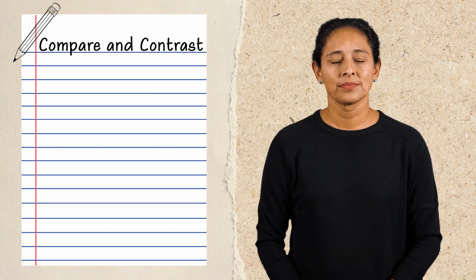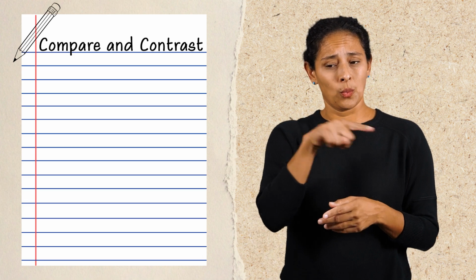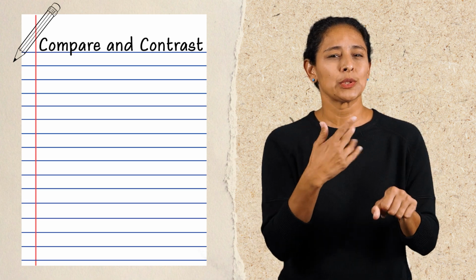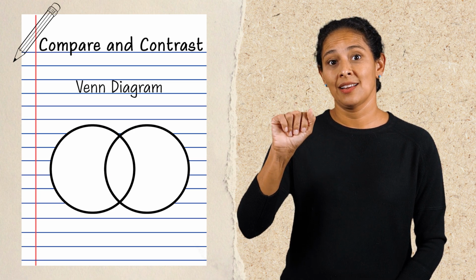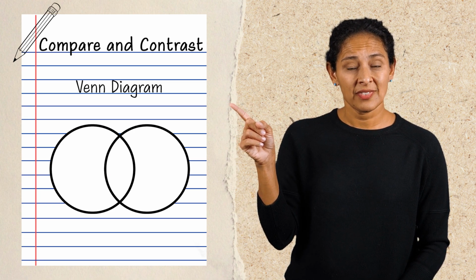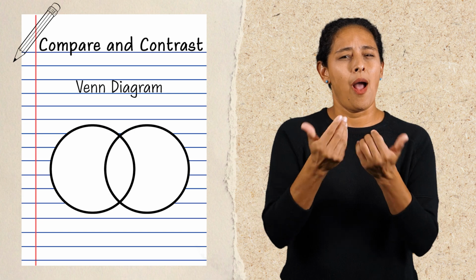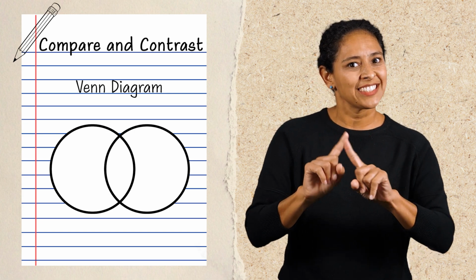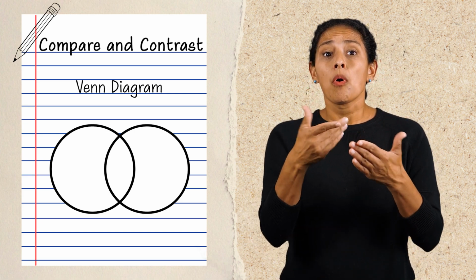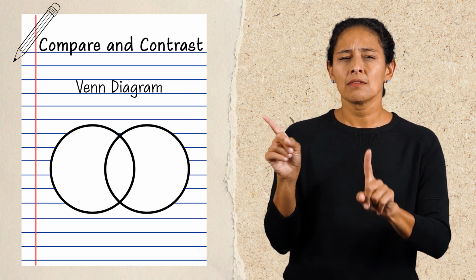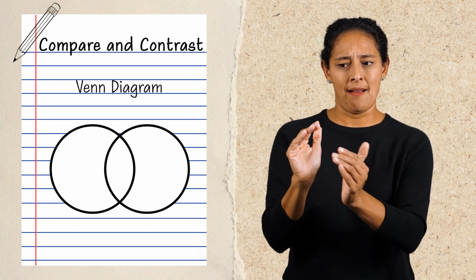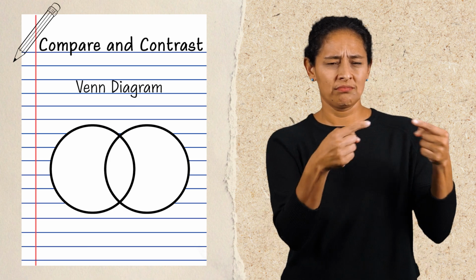Compare and contrast. Often, when we compare and contrast, we use a Venn diagram. This helps us see how things are the same and also different. But before we start completing the diagram, we need to define what compare and contrast actually mean.